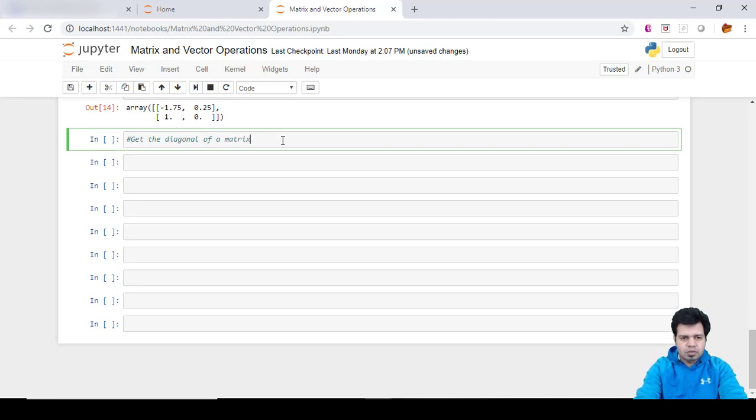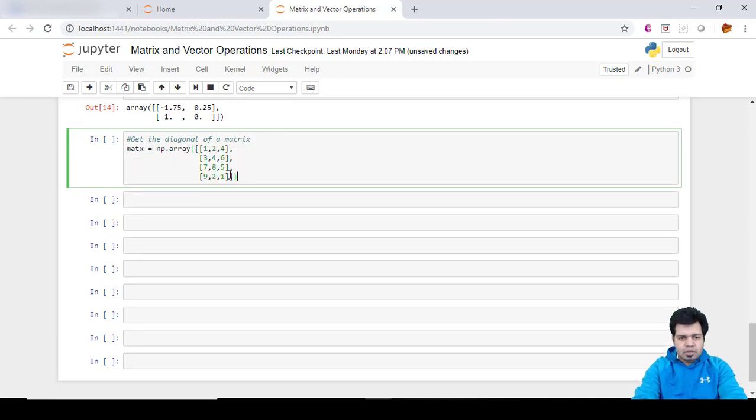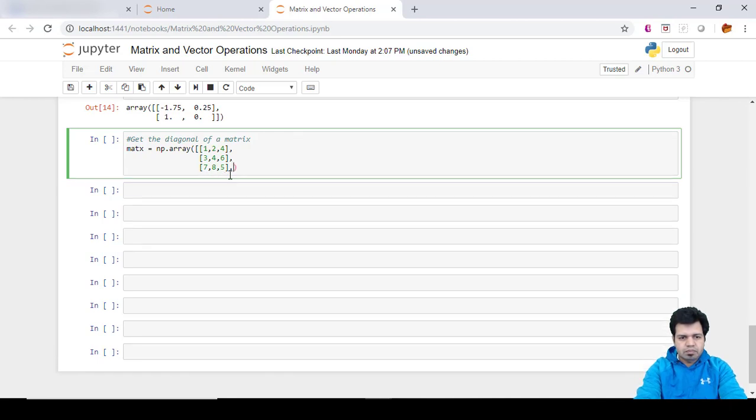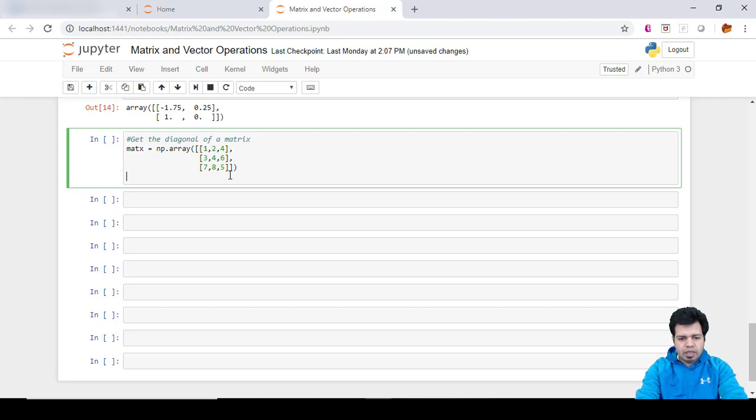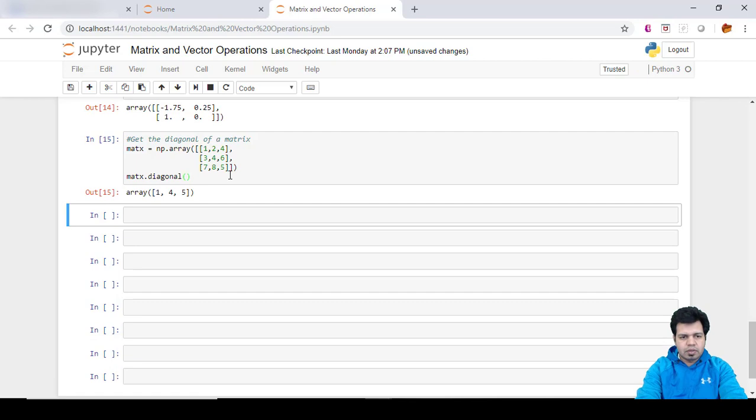Let me make this matrix a 3 by 3 matrix. All right. So the way we find out or get the diagonal of a matrix is we will type the matrix name and diagonal like this. So you will be able to see that we have got the diagonal of the array, which is 1, 4, 5, right? So that's the way we find out the diagonal of a matrix.